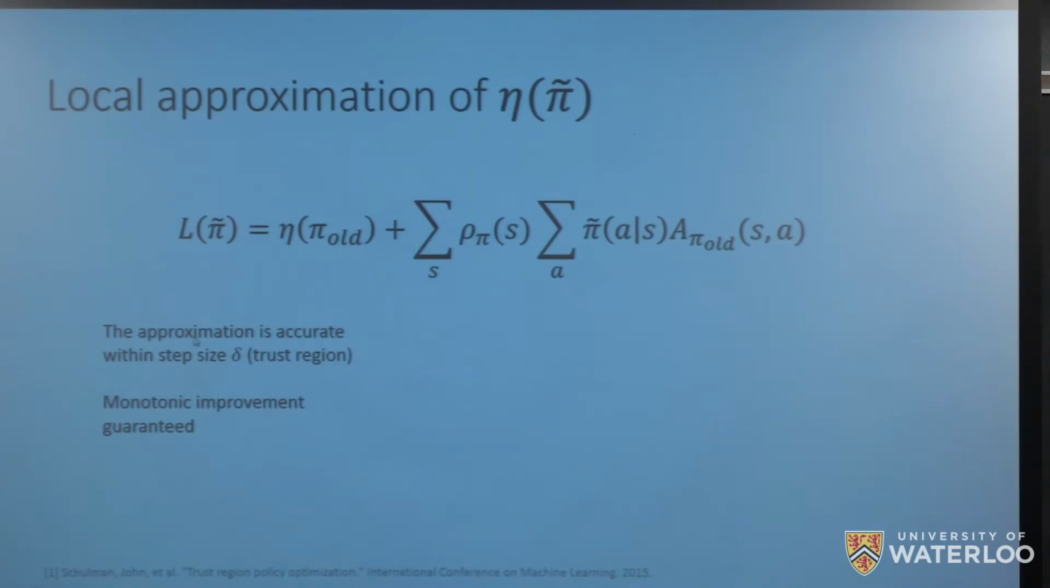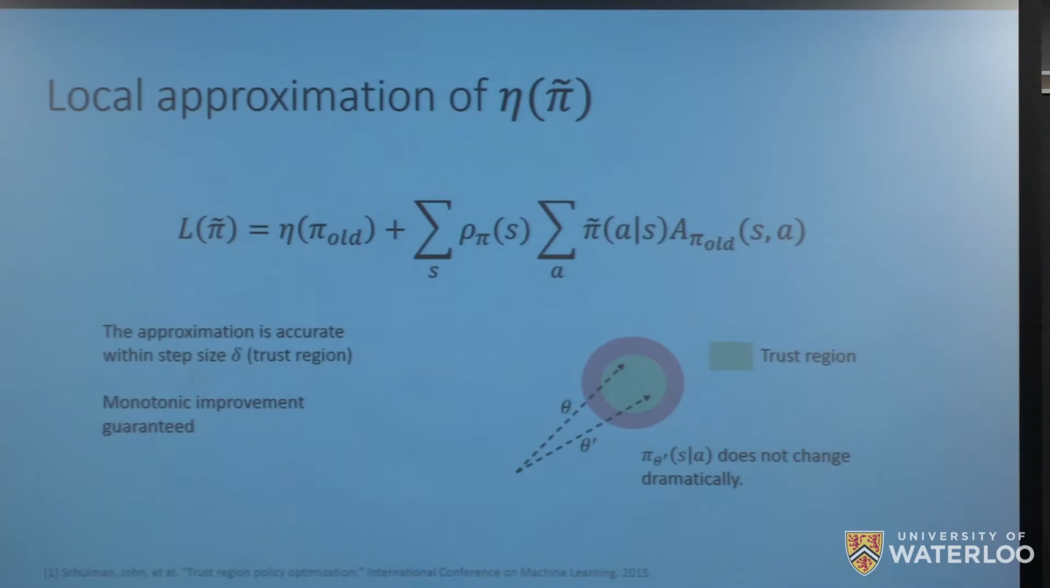However, this is only accurate in a certain region. So it's not the global estimate of the eta. Obviously, this is only a local estimate, and it's only encapsulated within a certain region called the trust region. So in that trust region, if we update our policy, there is a monotonic improvement guaranteed. So what I mean is this: in this green region, the L corresponds to the actual eta, which is the return of the new policy. If you go in the red region, you basically diverge.